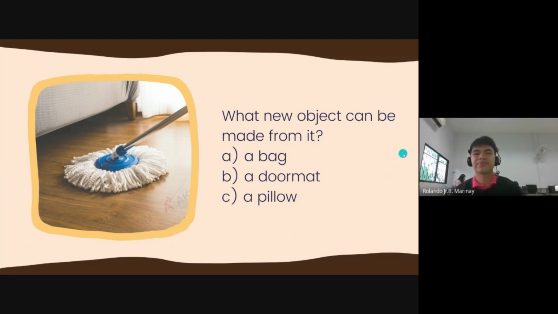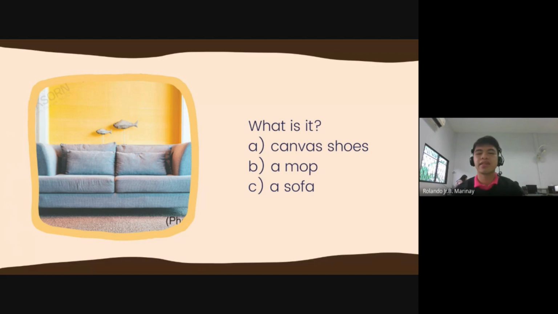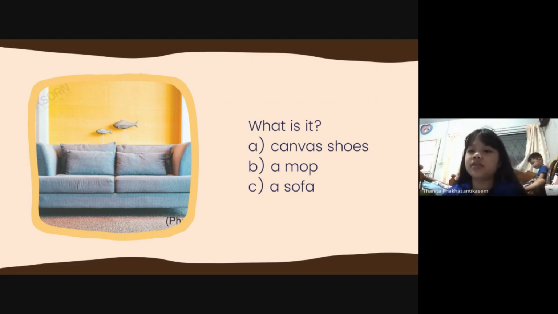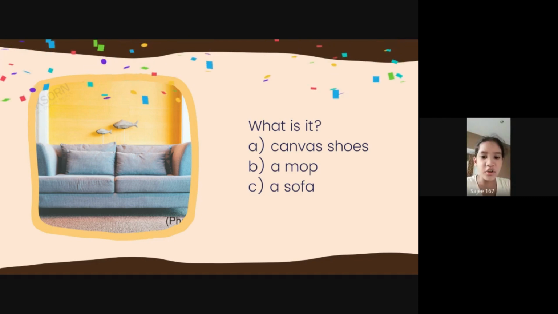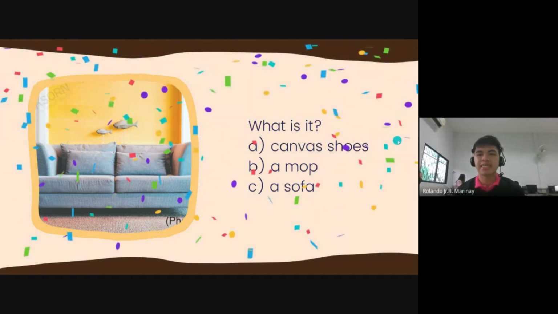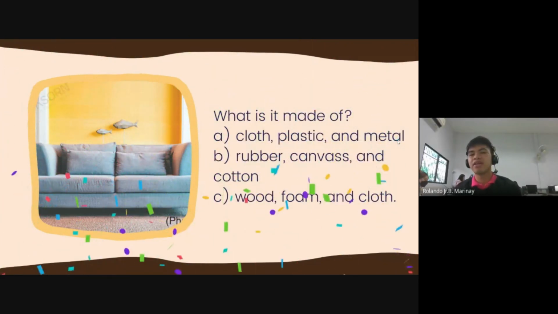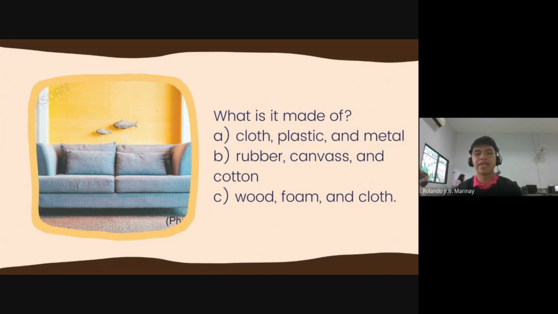Next one. What is it? Is it A, canvas shoes, B, a mop, or C, a sofa? C. Very good. It's C, a sofa. Yes, it is. What is it made of?